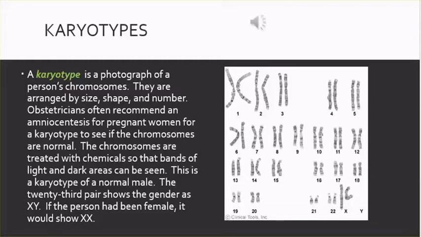This is a karyotype of a normal male. The 23rd pair shows the gender as XY. If the person had been female, it would show XX.